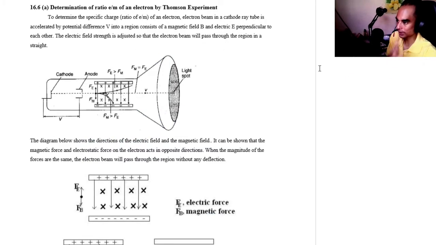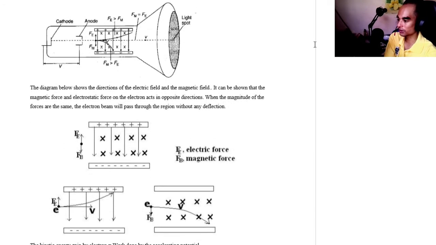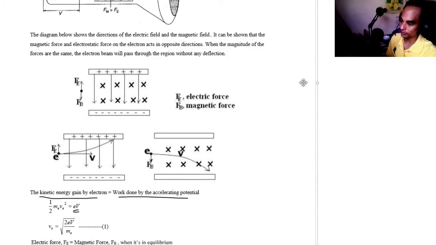Determine the ratio of e/m by Thomson's experiment. So if we combine electric force and magnetic force, we can use conservation of energy. Kinetic energy gained by the electron is the work done by the electrostatic potential. So half mv² equals eV. You should know how to convert eV into joule and joule into eV and how to process it.